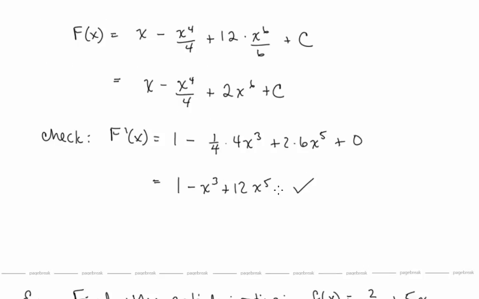So simplifying, the 4 and the 1/4 cancel. The 2 times 6 is equal to 12, and we're here. And this is our original little f.